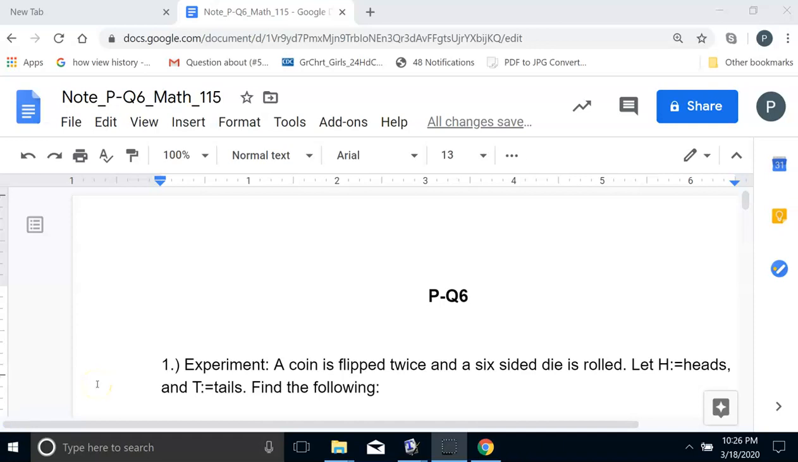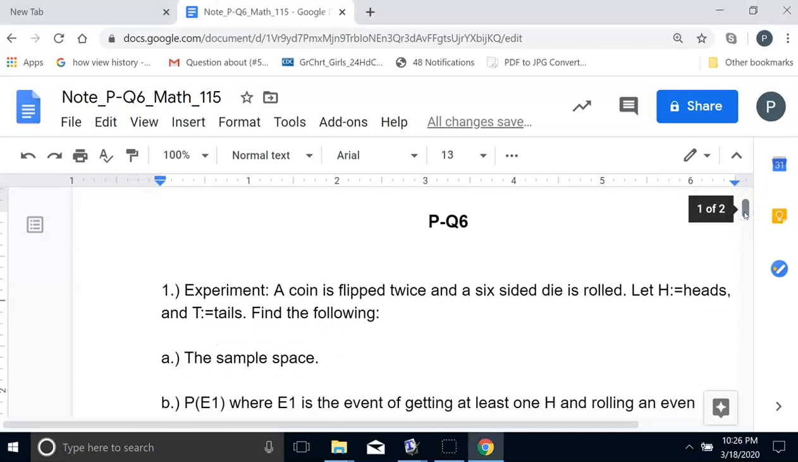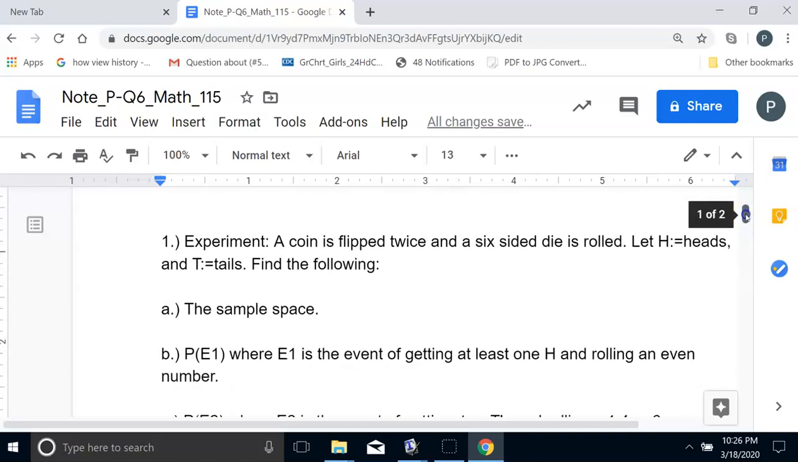Okay, so let's do practice quiz 6, question 1. In this question we have an experiment: a coin is flipped twice and a 6-sided die is rolled. We're going to let H be heads, T be tails. So we have to find the following. A, the sample space. That's the set of all possible outcomes we could have.